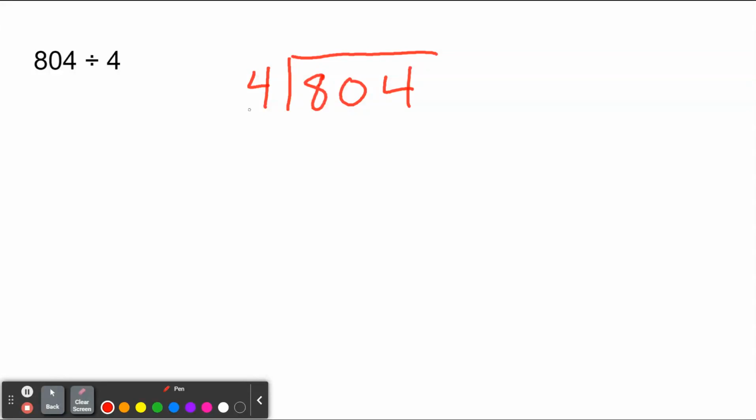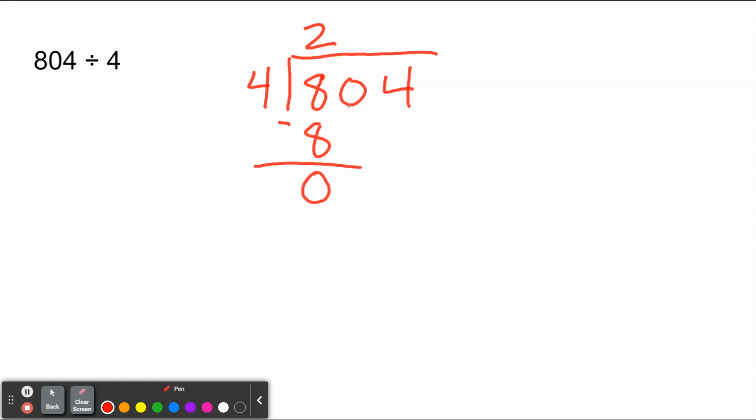So the first thing that we are going to do is start dividing the largest unit. In this case, our largest unit is 8. It's in the hundreds place. So if I have 8 hundreds and I want to divide them into 4 groups, that would give me 2 hundreds in each group, right? So now I'm going to multiply 2 times 4 to figure out how many hundreds I used. So 2 times 4 is 8. Now I'm going to subtract. So now I have 0 hundreds left over.